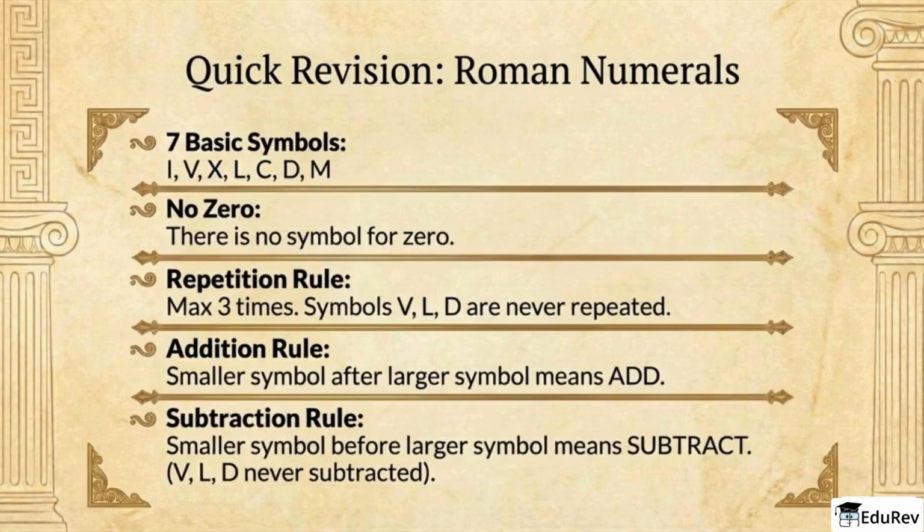Let's do a quick revision of the main points. Memorize the 7 basic symbols: I, V, X, L, C, D, M. Remember, there is no symbol for 0. Repetition is limited to 3 times, and V, L, D are never repeated. A smaller symbol after a larger one means add. A smaller symbol before a larger one means subtract, with the allowed subtraction pairs we discussed.